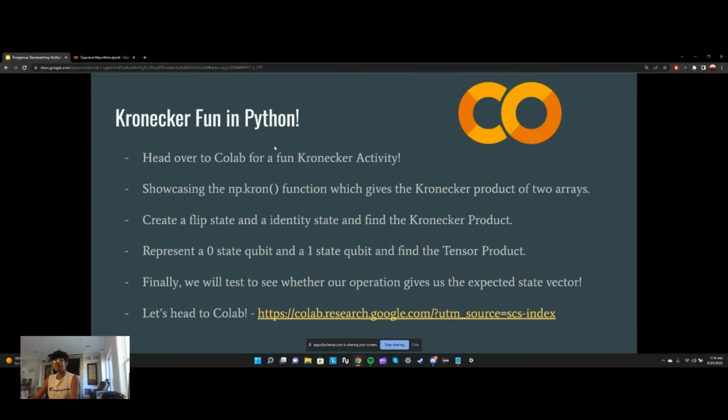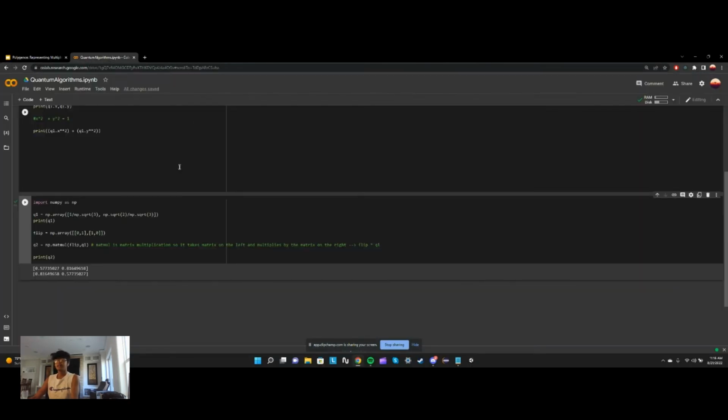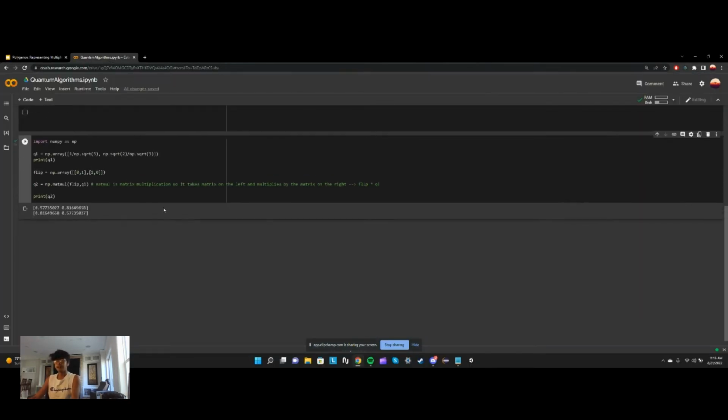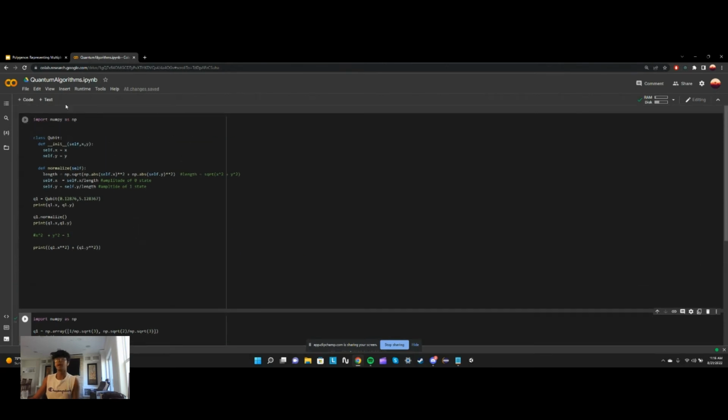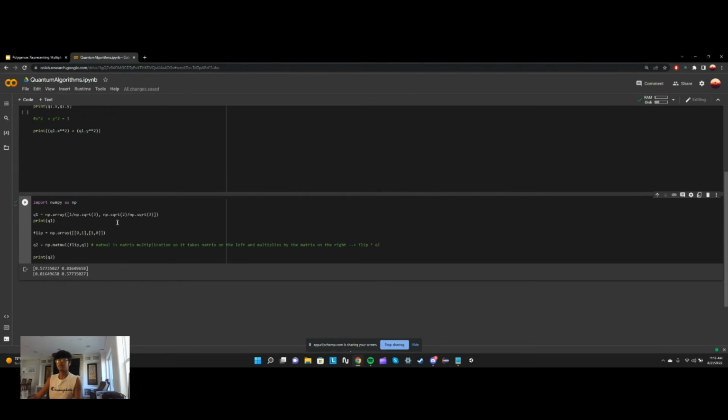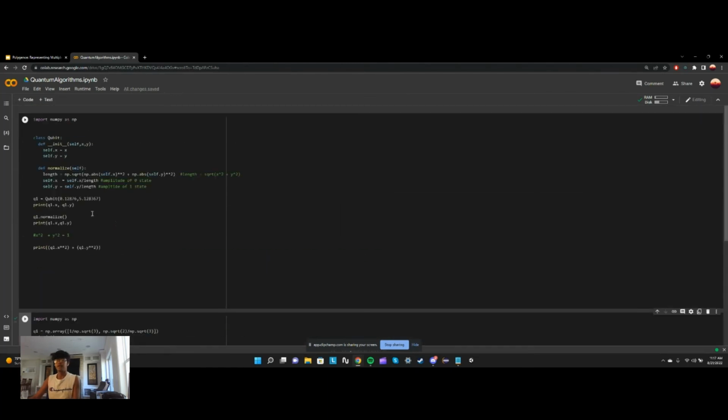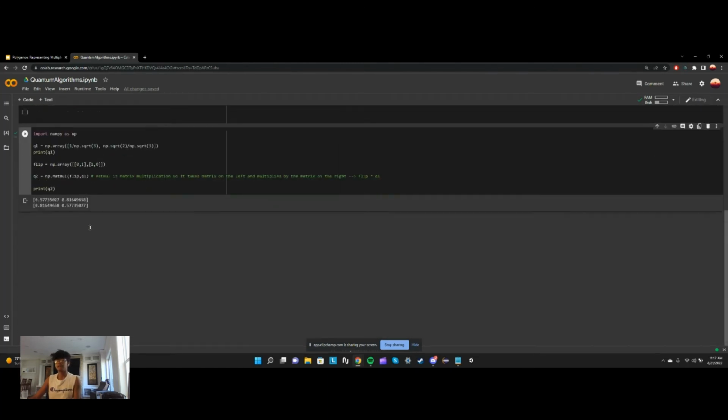All right, so let's go here. Okay, so beautiful quantum algorithms. I'm pretty sure this was where we had left off from our operation representation with our matrices. Now what we are going to be doing is creating our flip array and our identity array, and then finding the Kronecker product of that.